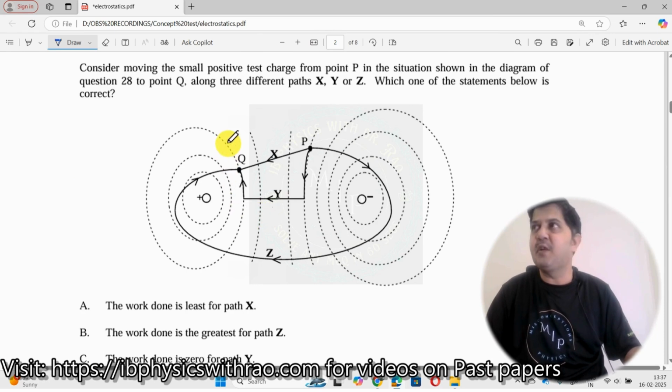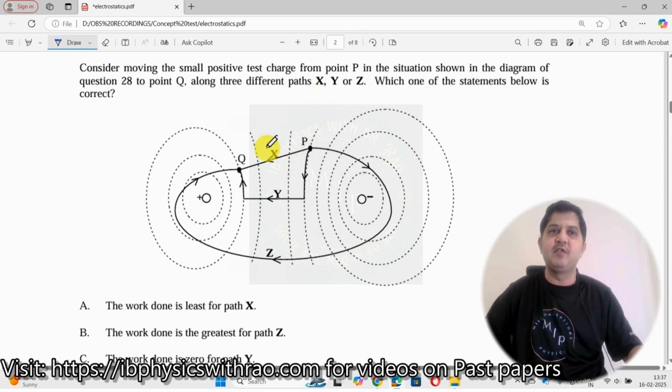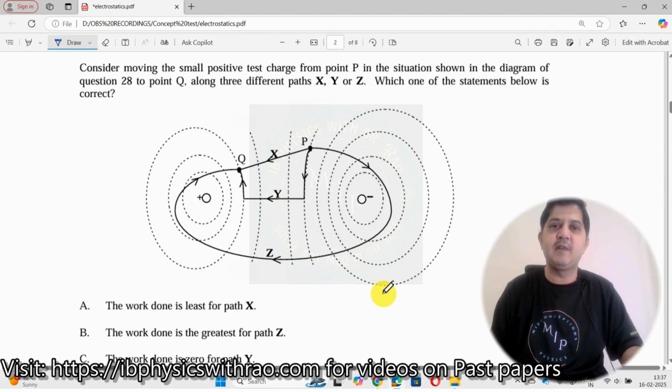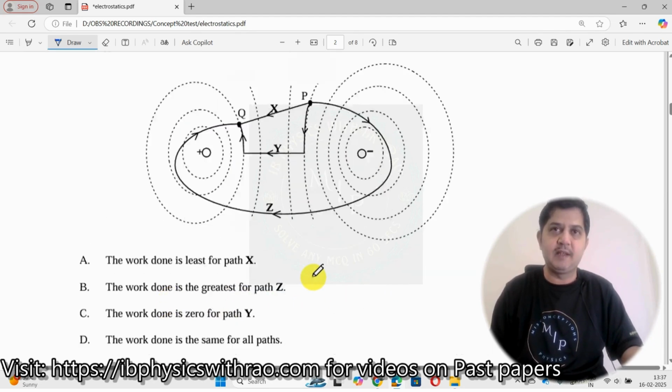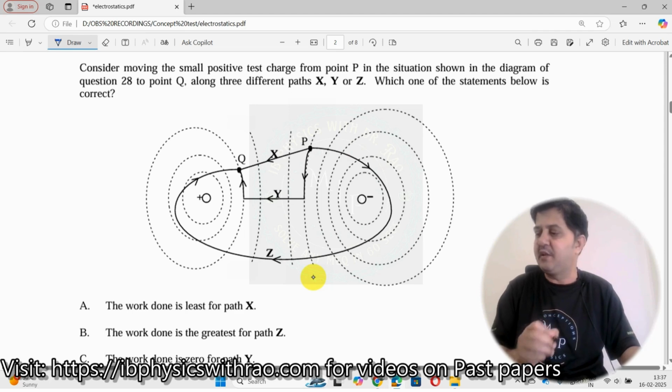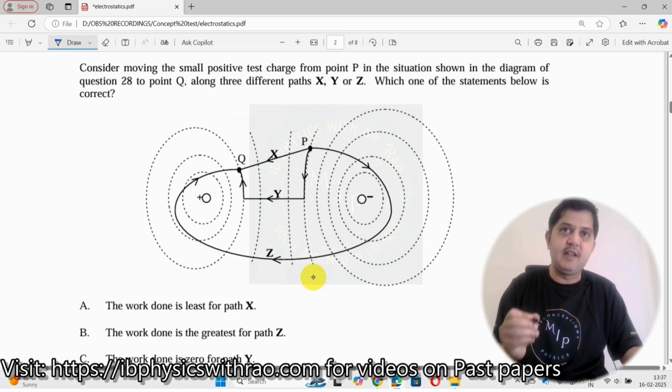Consider moving the small positive test charge from point P in the situation shown in the diagram. Okay, so there is a point P here, along three different paths x, y, z. Which of the following statements is correct? The work done is least for path x, work done is greatest for path z, work done is 0 for path y, or work done is the same for all paths. Okay, now what is being shown over here? You have three paths over here, and on these three paths, which one is seen to be correct? Now, work done is seen to be correct.